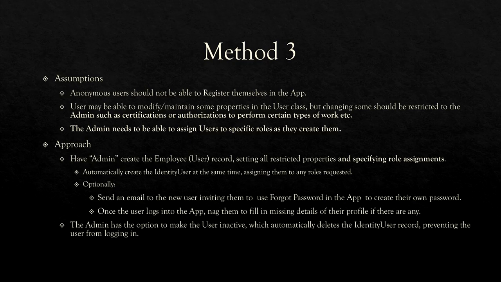And of course, the admin, in this case, will also have the ability to go in and make a user inactive. And what we would do then is delete the identity user record. That way they can no longer log into the system, but everything about the user, other than their login, is preserved in the actual employee or user table in the production system itself. And all the audit history is still available and everything else. So that's the approach that we're going to go forward and implement here.